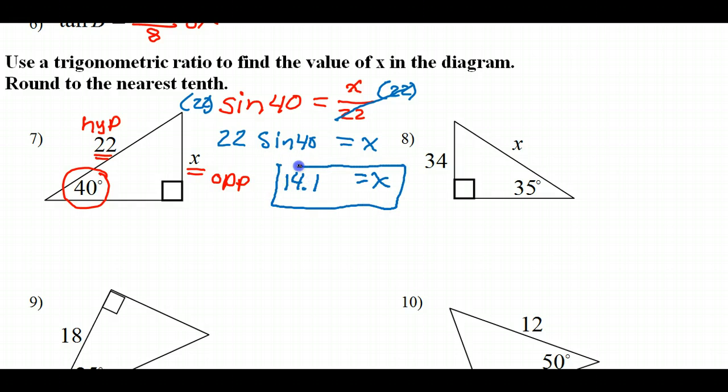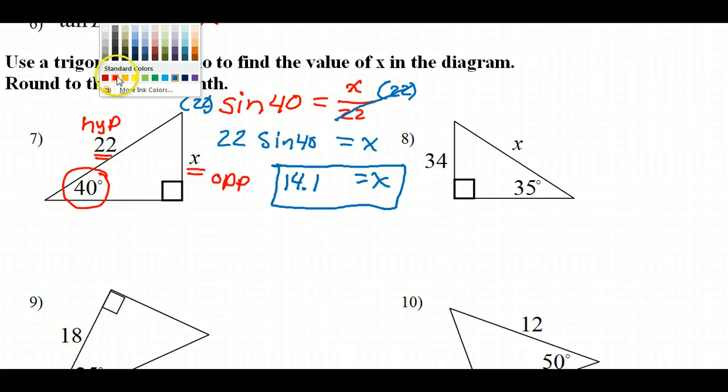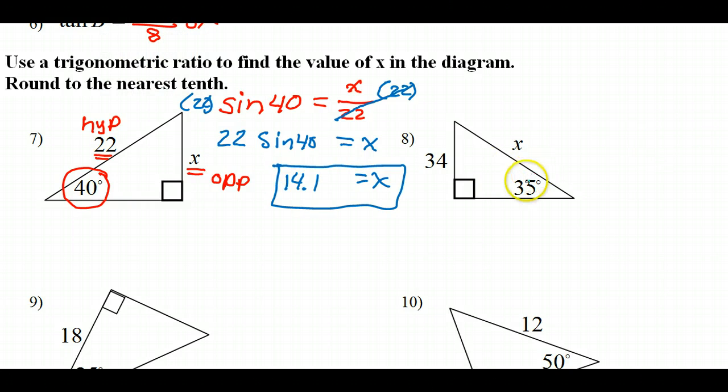Okay, and that's how you do it. Let's see if we can get one more in. Look at number 8. Looking at number 8, 35 is the angle, 34 is opposite, and x is the hypotenuse. So which function is this again?